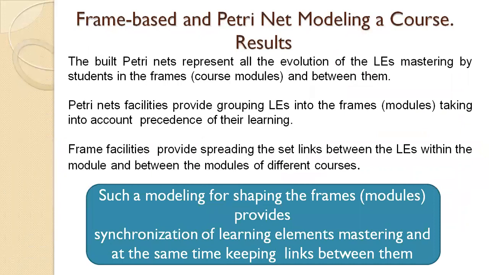So summarizing such an approach, we can say that the built Petri-nets represent all the evolution of the learning elements mastered by students in the frames, which are in fact course modules, and between them. Petri-net facilities provide grouping learning elements into the frames, taking into account precedence of their learning. And the frame facilities provide spreading the set of links between the learning elements within the module and between the modules of different disciplines. Such modeling for shaping the frames, in fact modules of university courses, provides synchronization of learning elements mastering and at the same time keeps links between them.